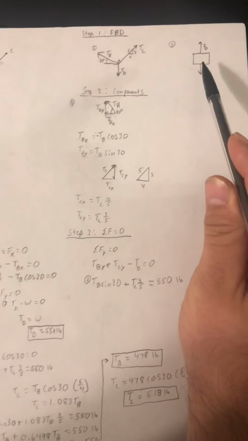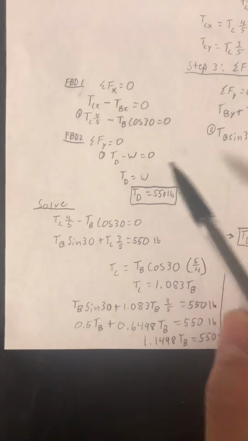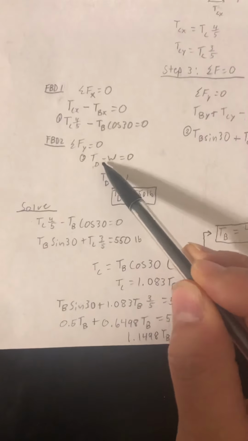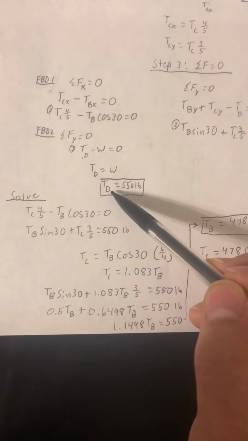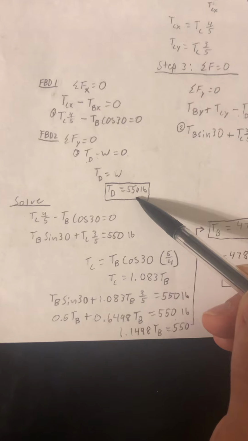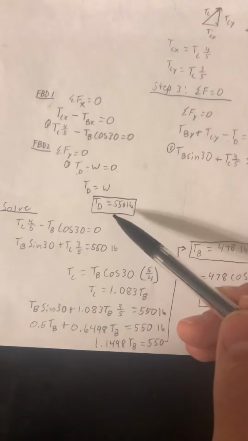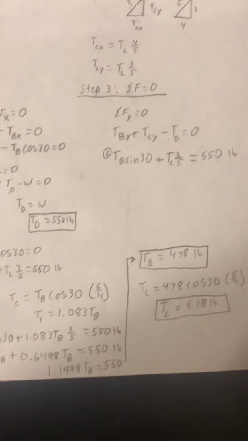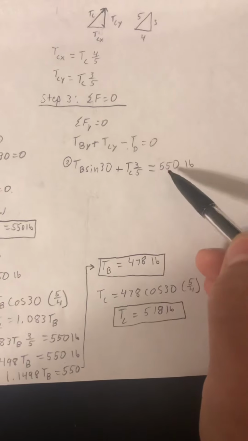On the second free body diagram, it only has forces in the Y direction, so I just have to sum up the forces in the Y direction, which is just TD minus the weight equals 0, which gives you TD equals the weight, and we were given in the problem that the block is 550 pounds. So that gives me my TD, so I can plug that in here, and I moved that to the other side of the equal sign, so that gives me our second equation.